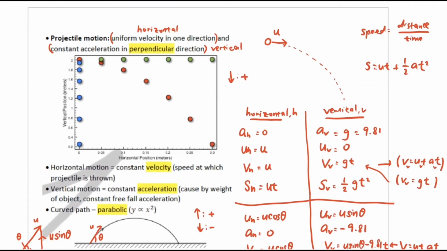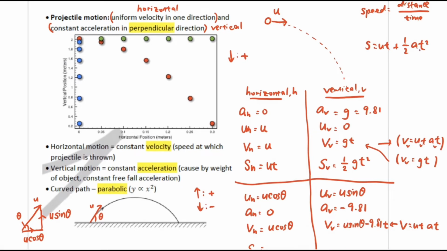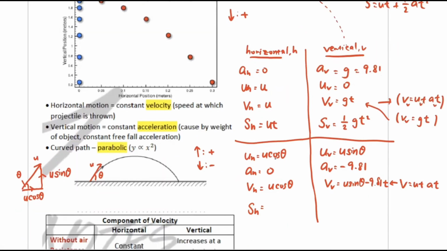After that, if I want to find the horizontal displacement, you know there is no acceleration, and I can use this formula, distance equal to speed times time. Or you can use this and assume a equal to 0 and end up with ut. So the u is u cos theta, multiplied with time.